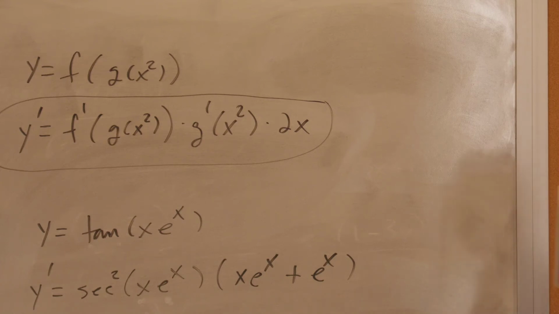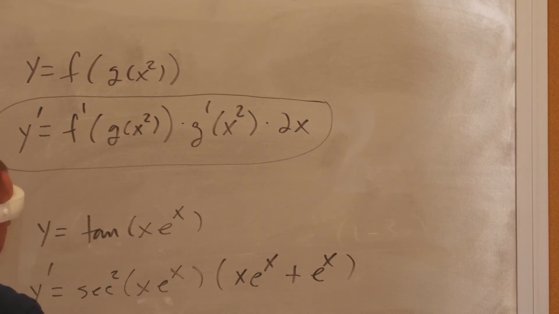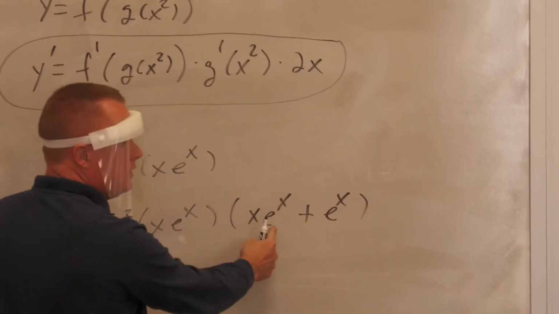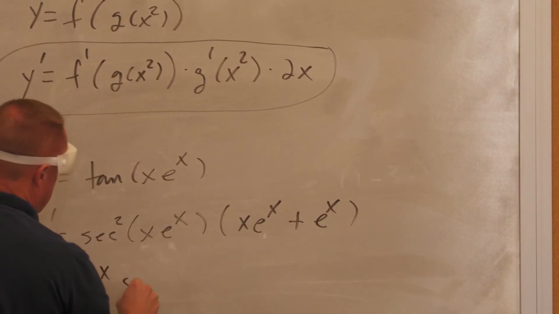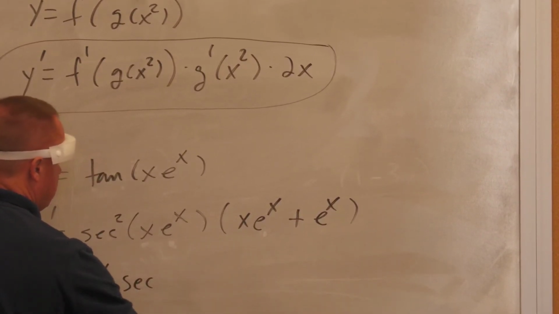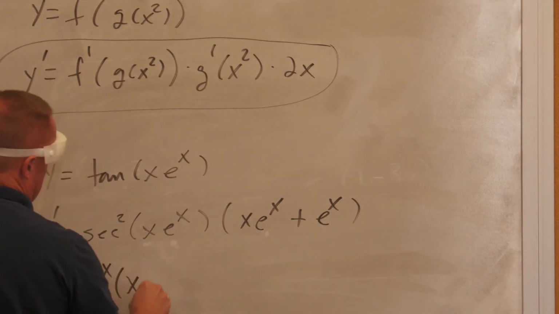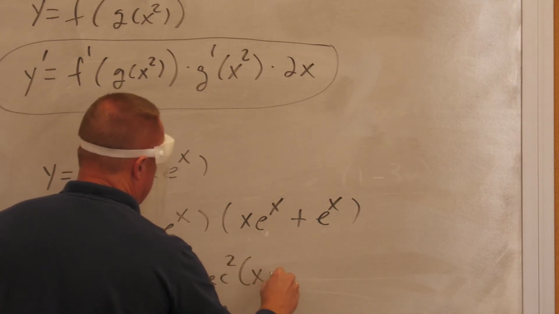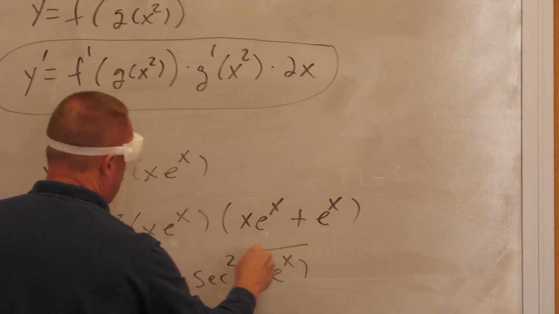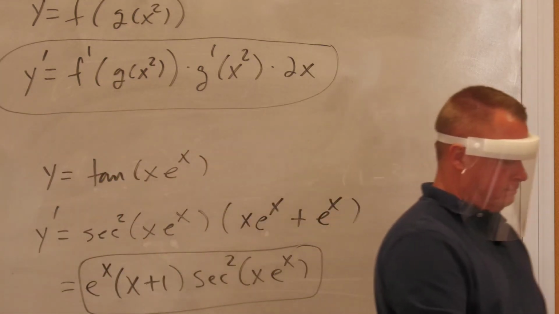That answer is okay. If my math lab will not take that, and it wants it in more of a factored form, you could just take e to the x out of that one there, and you could write e to the x, well, let's go ahead and write that first, times x plus 1, and then secant squared x e to the x. Okay?